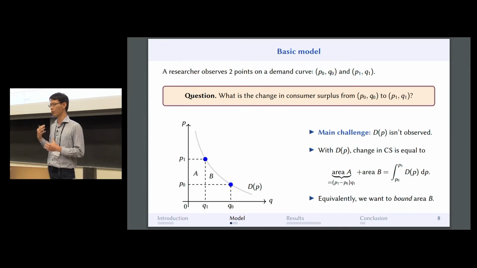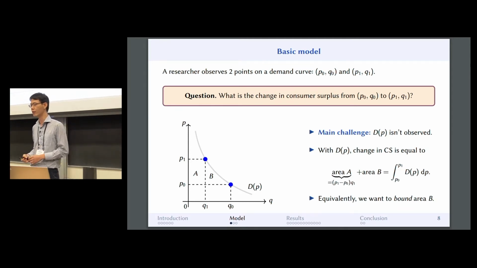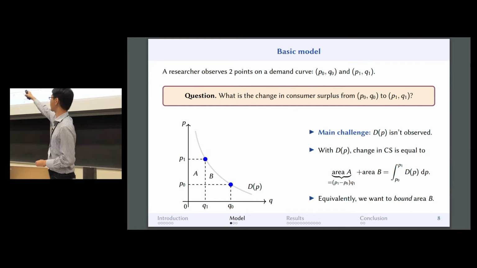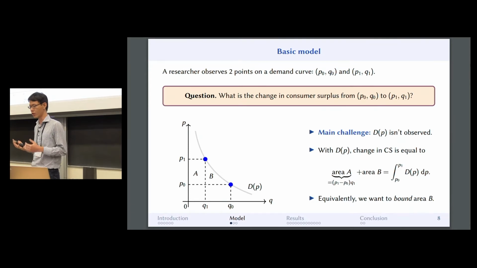The question we're interested in is, we want to bound the change in consumer surplus. What that looks like is the change in consumer surplus is going to be the sum of areas A and B. Area A is just going to be the area of this rectangle. That's going to be very easy to compute once you know P0, Q0, and P1, Q1. The much more challenging thing to bound is area B, because that requires some dependence on the demand curve that you do not observe. So the entire purpose of our exercise is to bound area B.